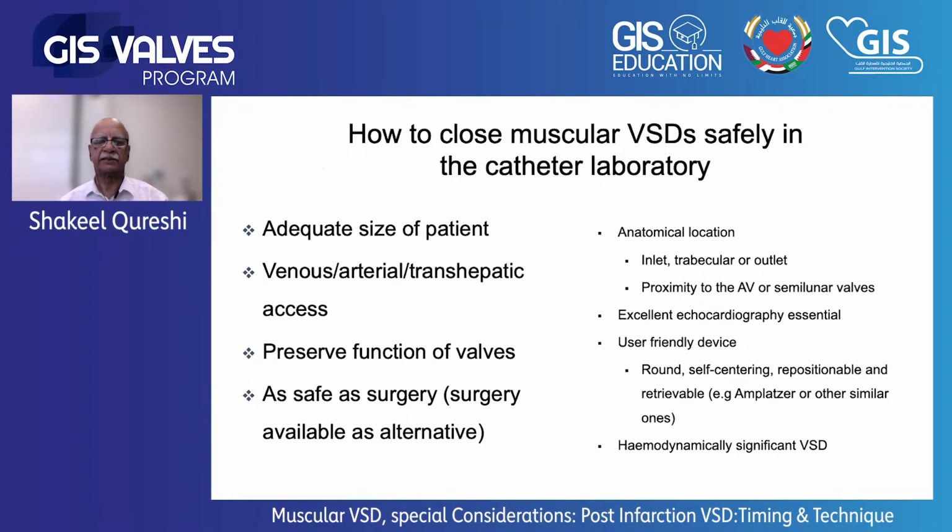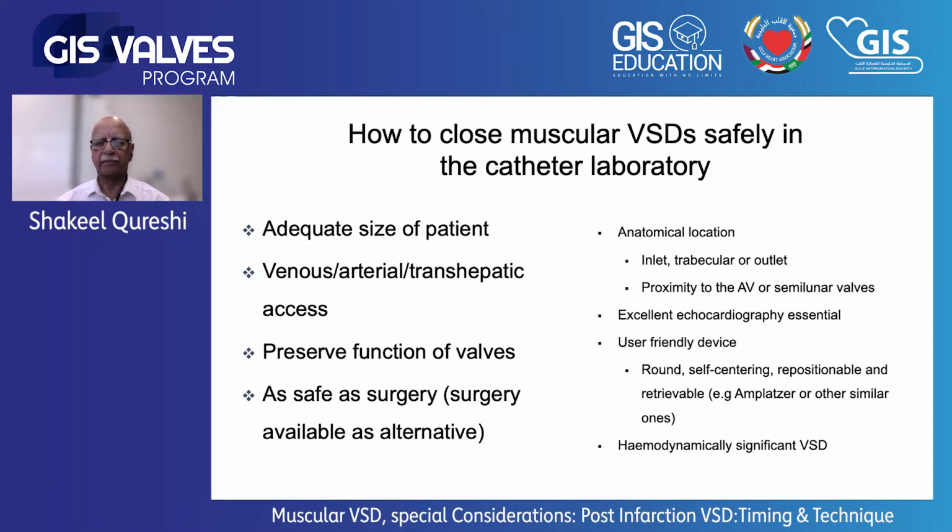When we close the VSDs in the catheter lab, there is a requirement to have an adequate size of patient in whom we can insert the appropriate sheaths. Access tends to be venous and arterial and very rarely transhepatic. When we implant a device, the valve function needs to be preserved, especially the inlet valves, but also the arterial valves. And the technique should be as safe as surgery, because surgery will be available as an alternative in a lot of these. The location is in the inlet, trabecular or outlet septum. We have to, on the imaging, assess the proximity of the AV valves and semilunar valves, and so excellent echocardiography is essential.